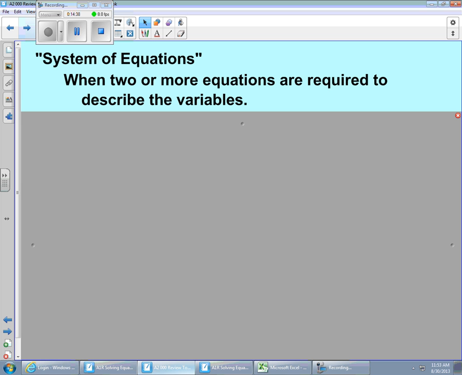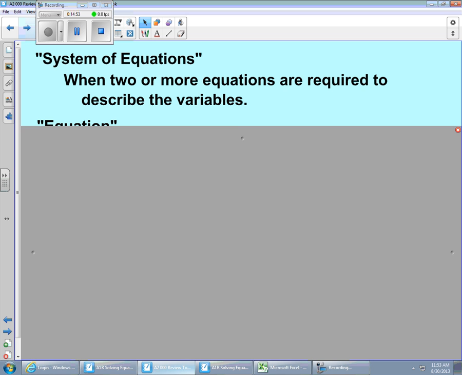So if you have an x and a y in a single problem, you've got two variables. That's going to take two equations to describe it. If you have an x and a y and a z, that's three variables. It's going to take at least three equations to describe that.